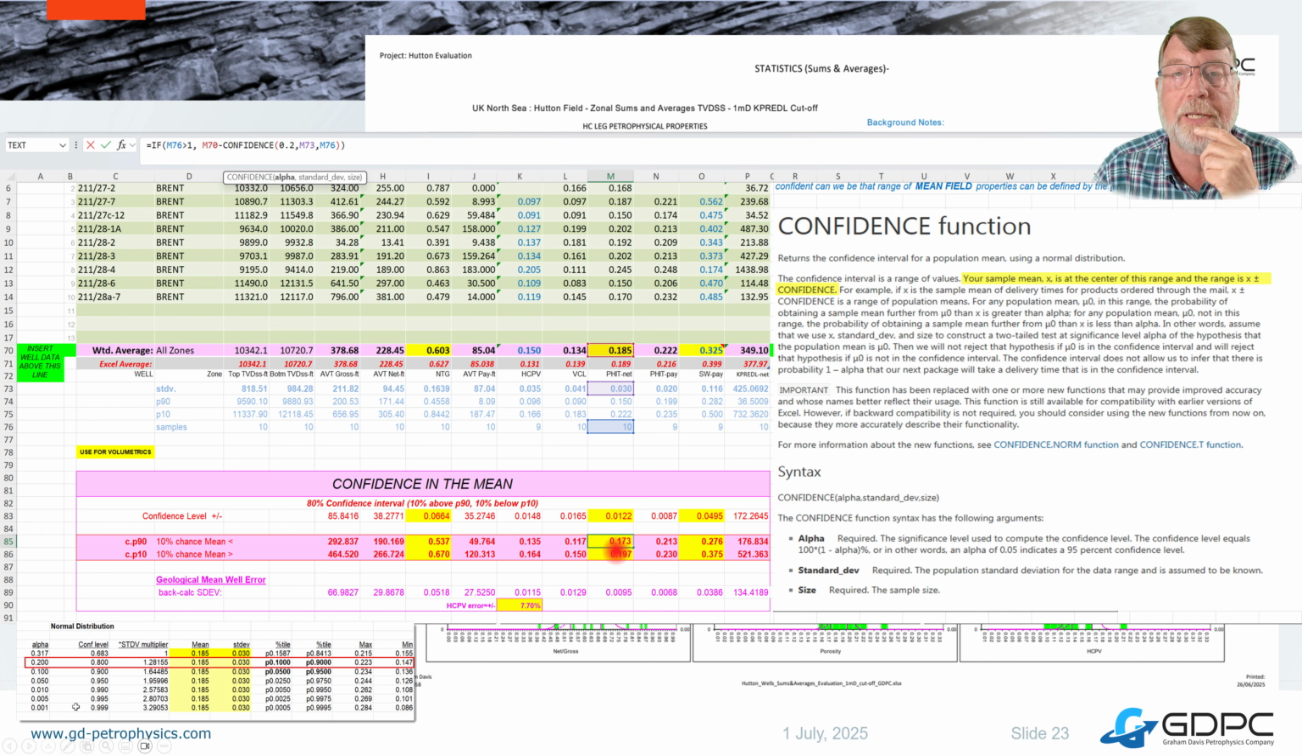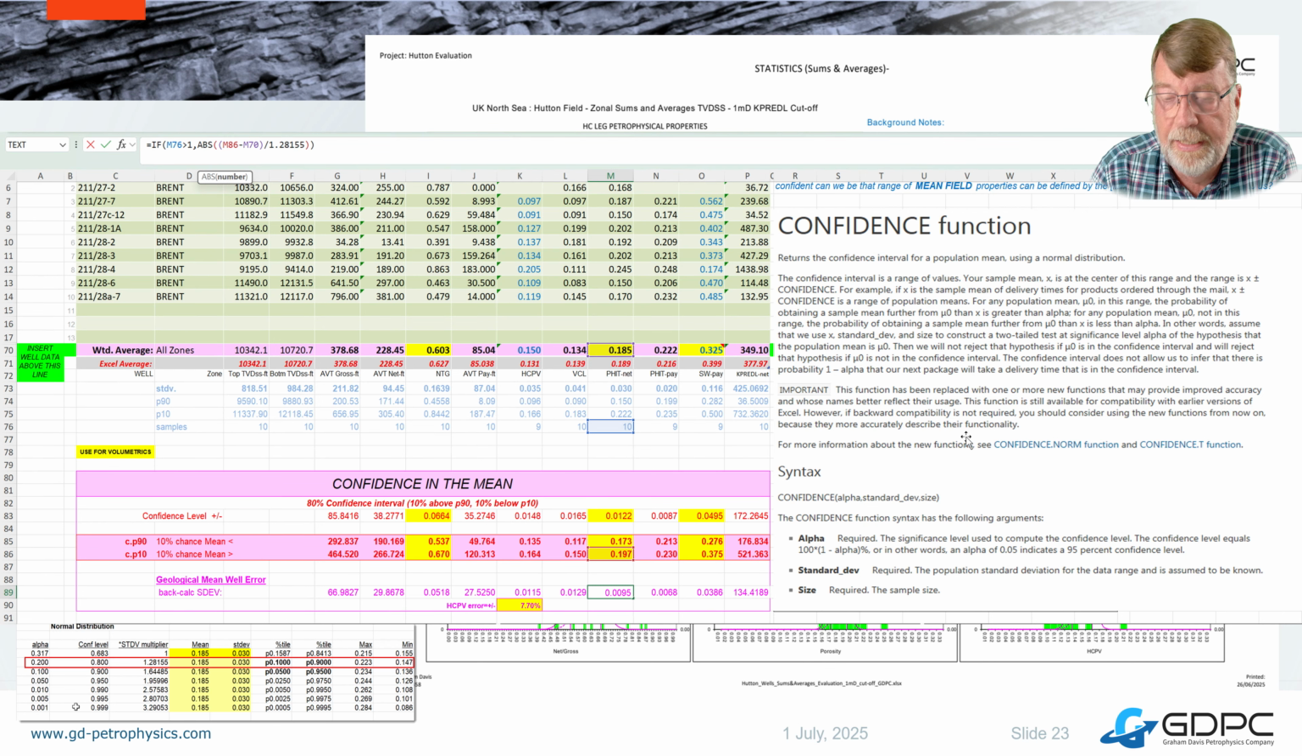That will give you your P90 and the P10, which means that you're 80% confident that the mean is going to be within this range, because there's going to be 10% higher and 10% lower outside that range. So that's basically what we're saying here, is that we're 80% confident that the mean is going to fall within this confidence range.